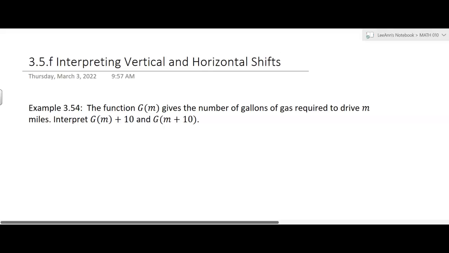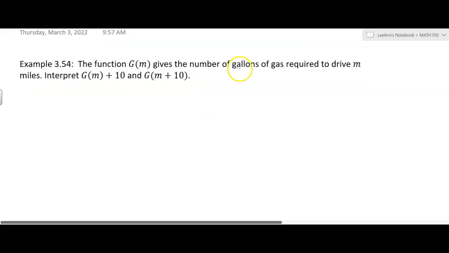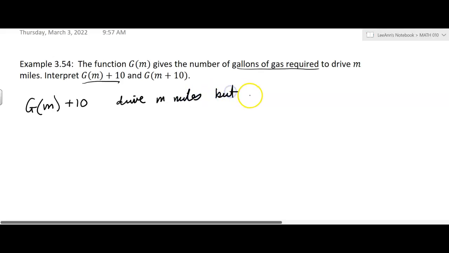So one more time to try to explain vertical and horizontal shifts. It says the function g of m gives the number of gallons of gas required to drive m miles. So what does g of m plus 10 mean? Well, it means I'm going to drive m miles, but I need 10 more gallons of gas.